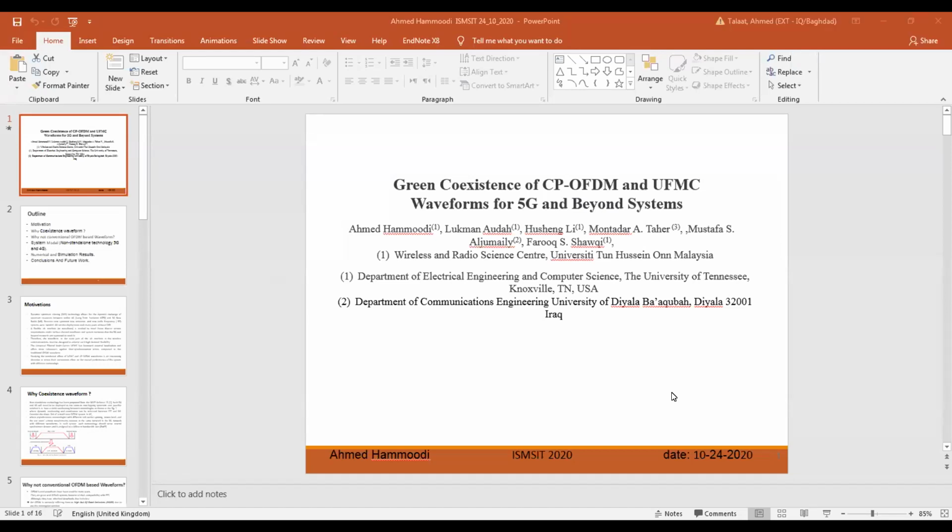Hello everybody, I'm Ahmed Hamoudi. Today I would like to present the green coexistence of the CP-OFDM and UFMC waveform for 5G and beyond. This work has been done in cooperation with the people listed in this presentation. I am from the Wireless and Radio Sensor Center, Universiti Tun Hussein Onn Malaysia.